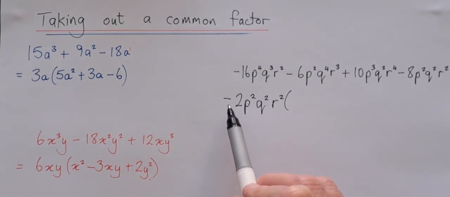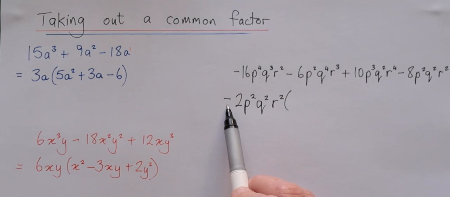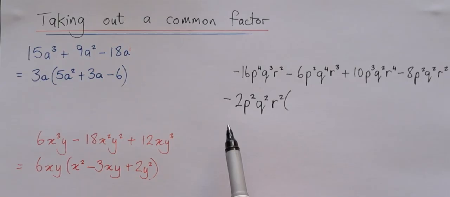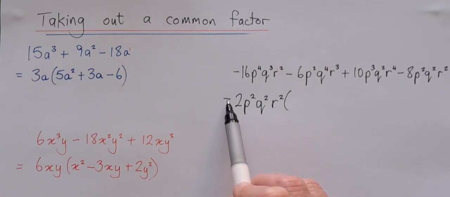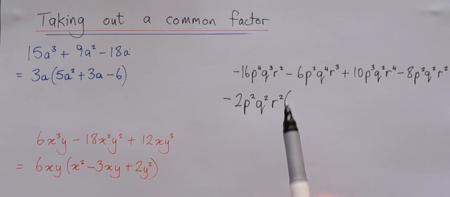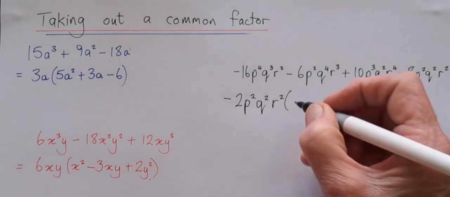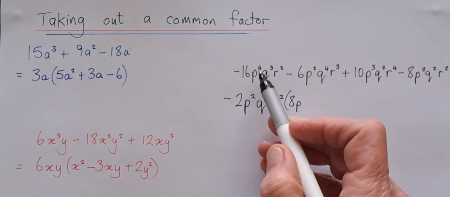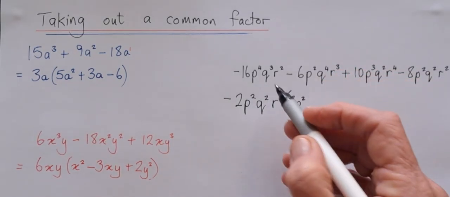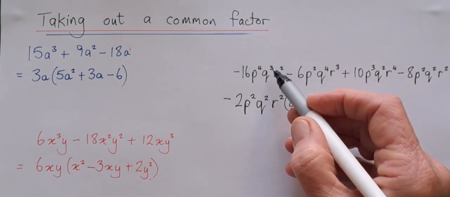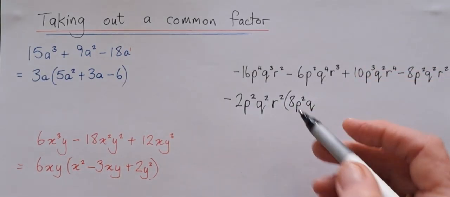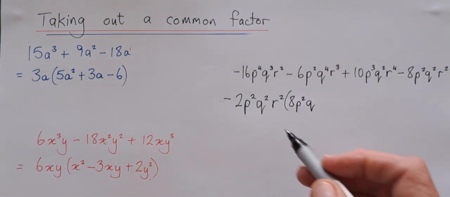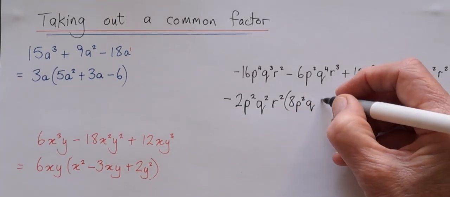So here we've got to be a little bit careful, because if you take out a negative common factor, it is going to affect the signs inside the bracket. So the easiest thing to do is to say negative divided by negative is positive, just to make sure you don't make a mistake. 16 divided by 2 is 8. And then we're going to have p to the 4 minus 2, which is 2, q to the 3 minus 2, which is q to the 1, and r squared and r squared, we're going to be left with no r power.